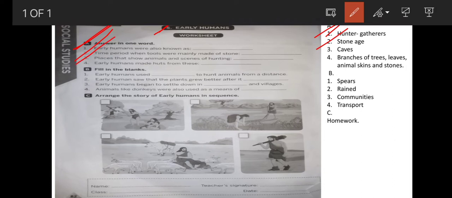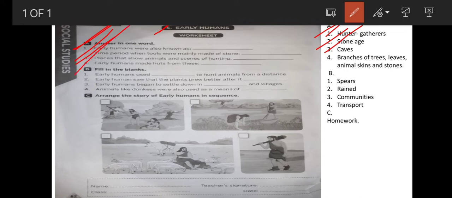3. Places that saw animals and scenes of hunting. The places which saw animals and scenes of hunting, that place is known as caves. In caves, we get much information about animals and scenes of hunting. Also, whatever records were kept by the early humans, they painted in the caves. They recorded and kept them by painting on the walls of the caves.